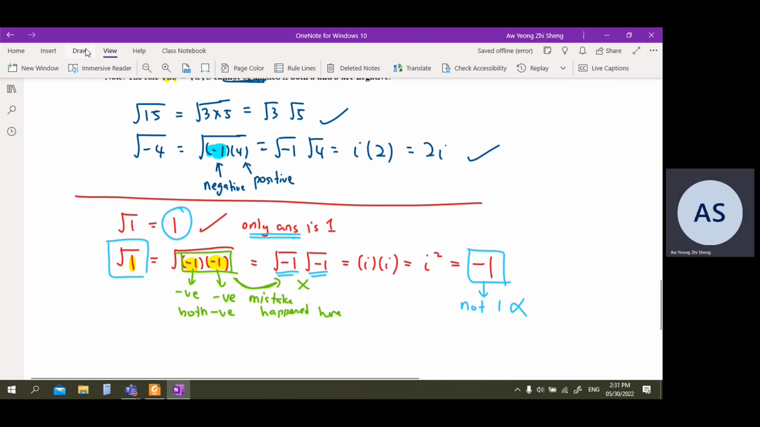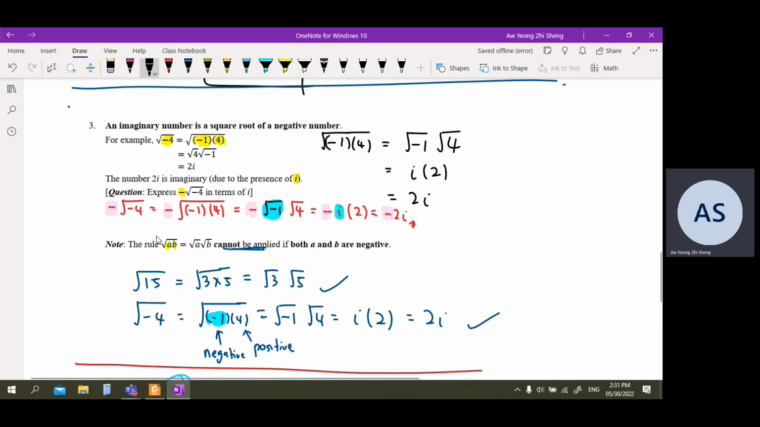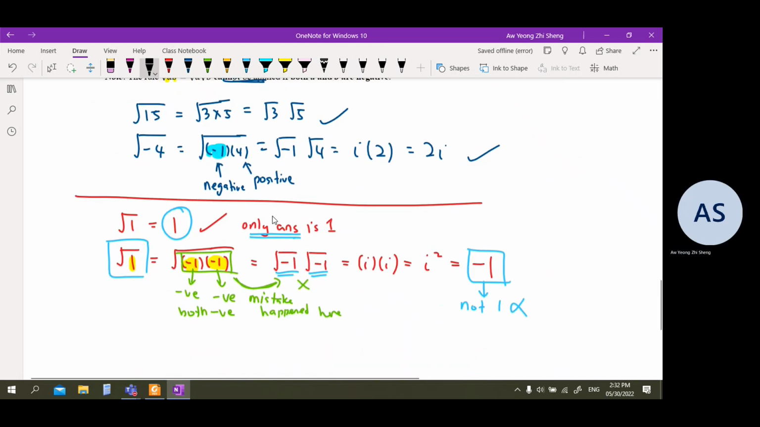And so just remember, when you have the square root of a product, we cannot distribute the square root over the product if both the components in the product are negative. If both are positive, of course, we can distribute. If one is negative and another is positive, we can also distribute. It is only for the case when both a and b are negative that we cannot distribute the square root. Now let's move to the next point.